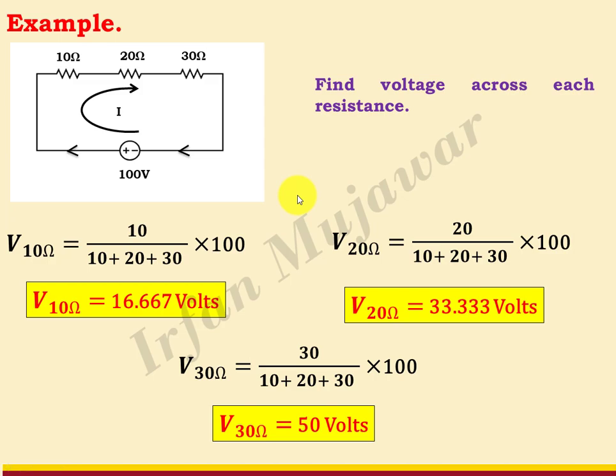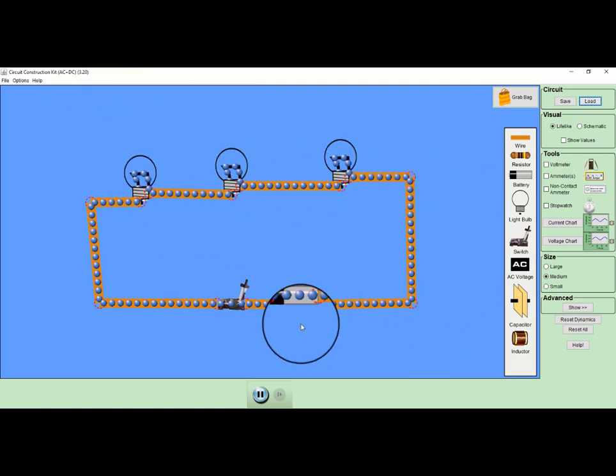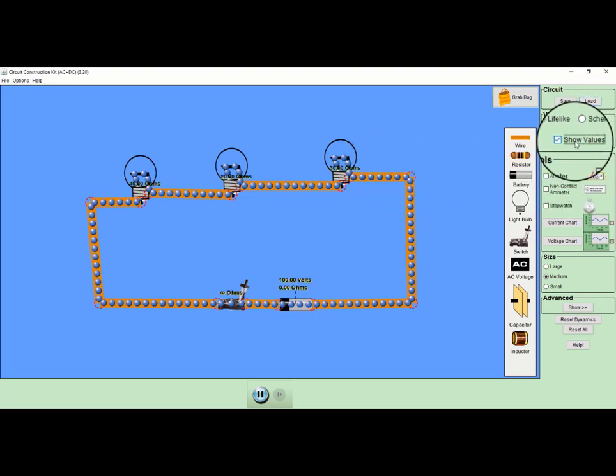Now switching to the PhET interface. So I am using Circuit Construction Kit AC plus DC as a PhET interactive simulation tool. So I have done this connection. If you want to study how to do this connection, then click on I button and see the previous video. So what I will do, I will click on the show values.